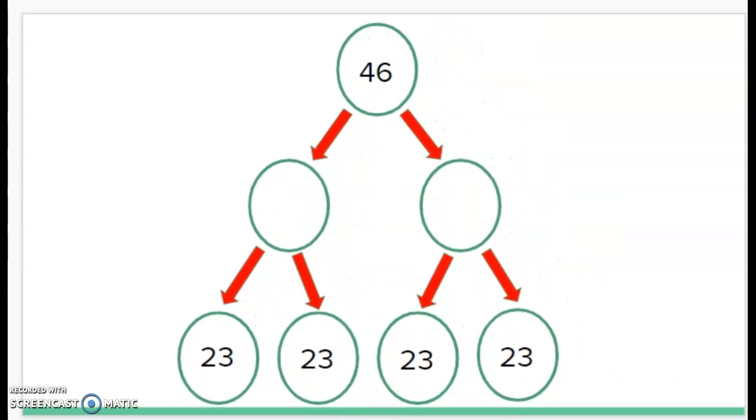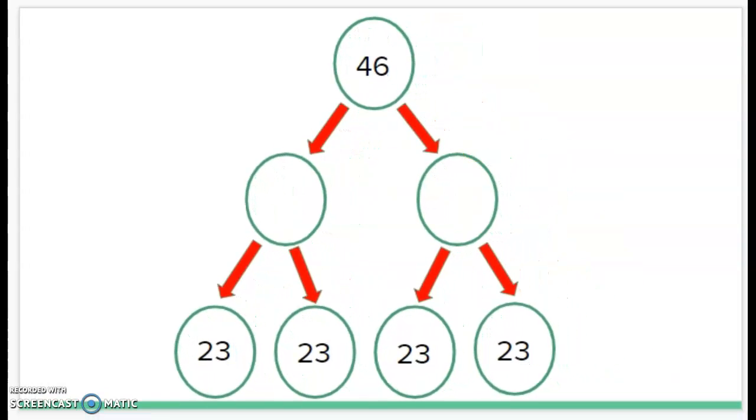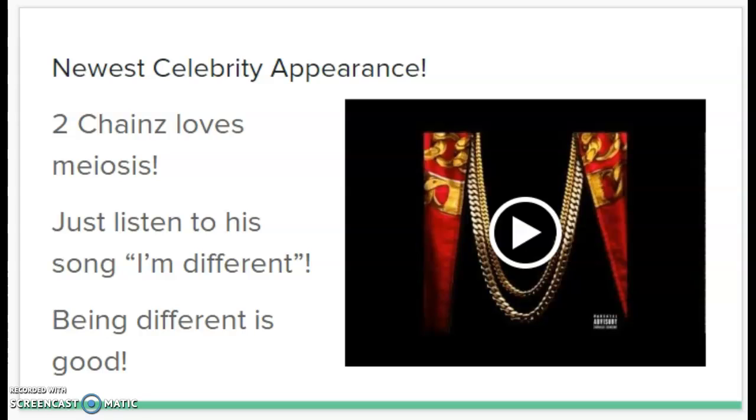Okay? So then if we come back here to our PowerPoint, our newest celebrity appearance for this unit is 2 Chainz. I always say that 2 Chainz loves meiosis, and if you don't believe me, just listen to his song I'm Different, because again, being different is good. You want to create variation. Just imagine that we all look the same. That would be kind of boring. So one of the benefits is that it creates variation.